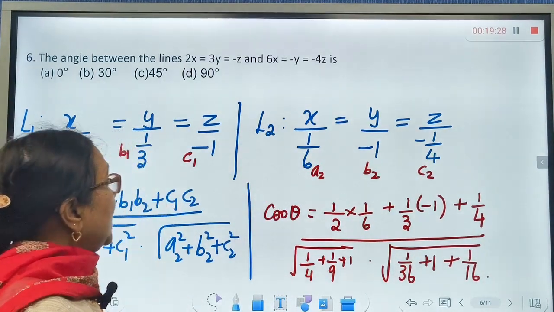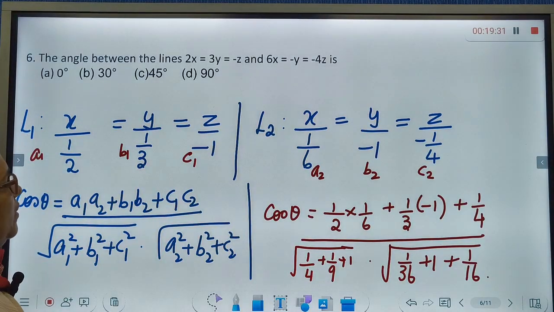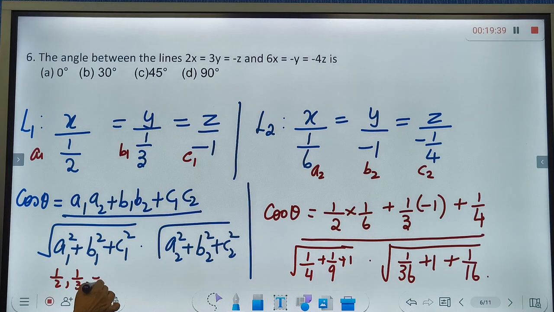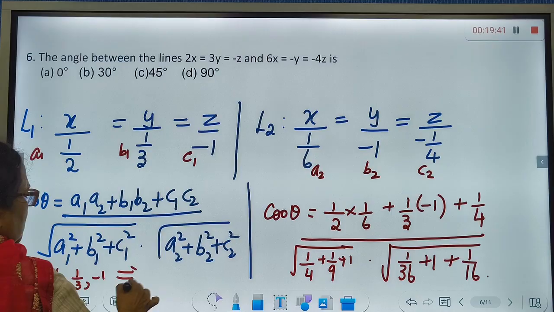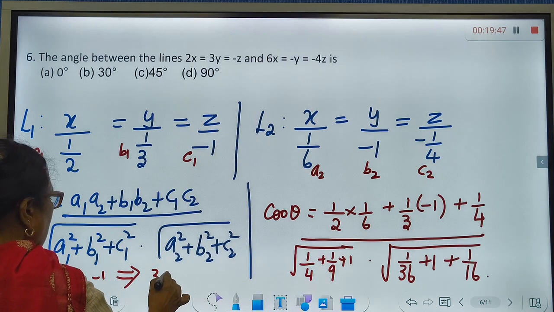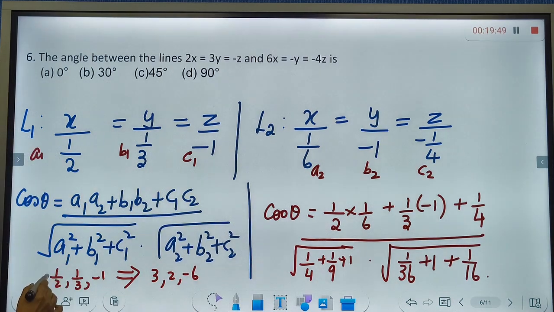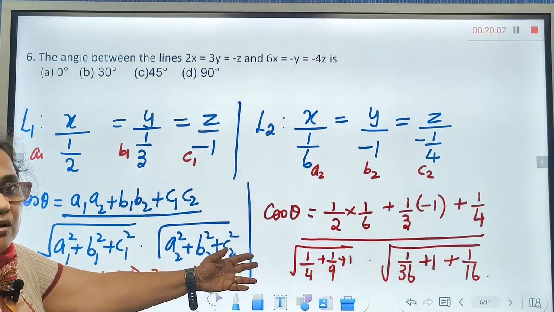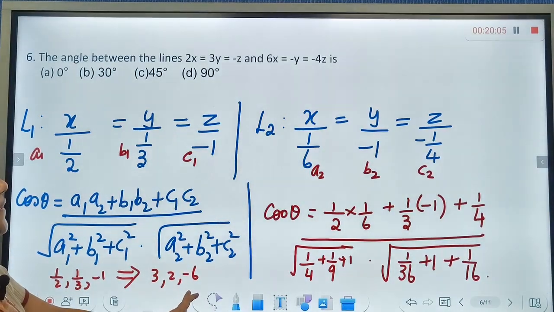Or rather, if you want, you can simplify the direction ratios like this. 1 by 2 is to 1 by 3 is to minus 1 is equivalent to, let us multiply throughout by 6. Then what will I get? 3, 2, minus 6. 6 by 3 is 2, minus 1 into 6 is minus 6. Because if I keep it like this, the calculations involve fractions. If I write it like this, maybe it is simpler.